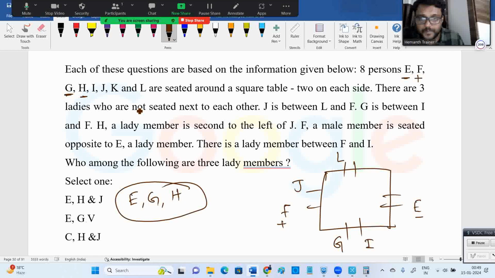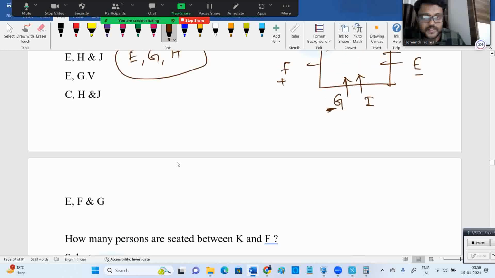We'll check. So E is a female. G is a female. H should be here because females are not together. H is sitting second to the left of J. Yes, J is facing, first left, second left. Correct only. So one more person is left over. Who is it? E, F, G, H, I, J, K. K should be here. And is any condition missed? H, a lady member, is second left of F. F is a male member. Yes, all satisfied.